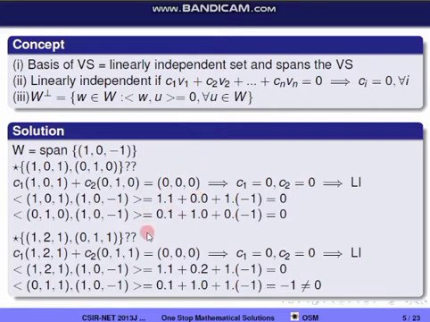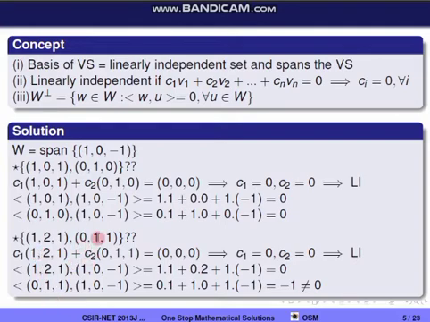Now I am going to show the second option, that is (1, 2, 1) and (0, 1, 1). Similar to above, this is also a linearly independent set. Now we'll check whether it spans the orthogonal complement. For that, we'll take the inner product with respect to this W vector. So (1, 2, 1) with (1, 0, minus 1). The inner product value is becoming 0 for (1, 2, 1).